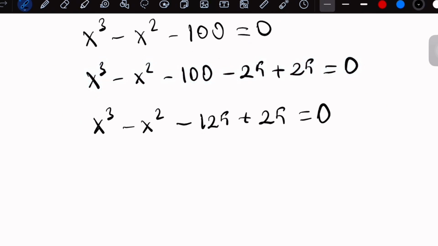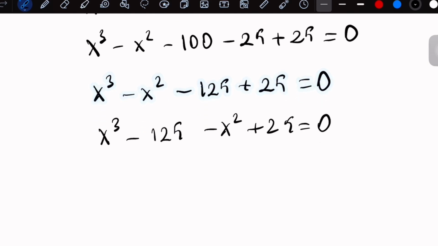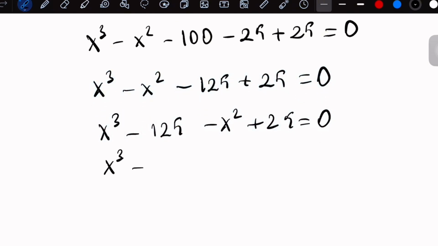If you pay attention, what is given here? The cube of 5 is given here, and the square of 5. Then immediately I tried to simulate the initial algebraic expressions, and I continue from here. x cubed minus 125 minus x squared plus 25 is equal to 0. Now what can I do next? x cubed minus the cube of 5, minus the bracket x squared minus 25, which equals 0.